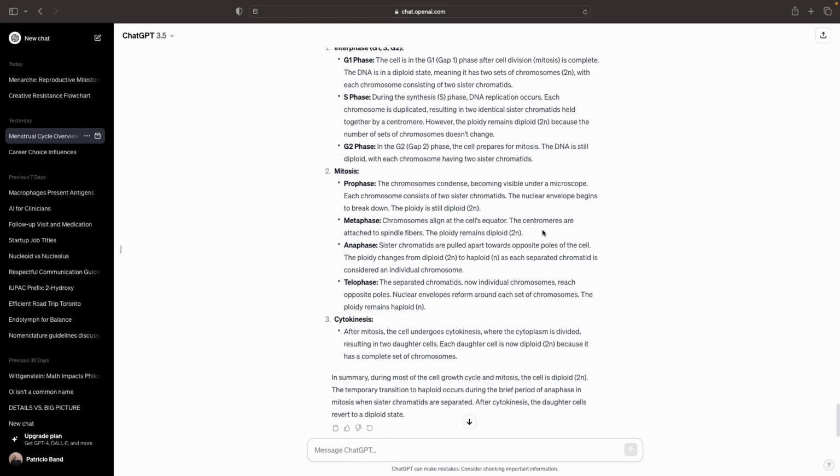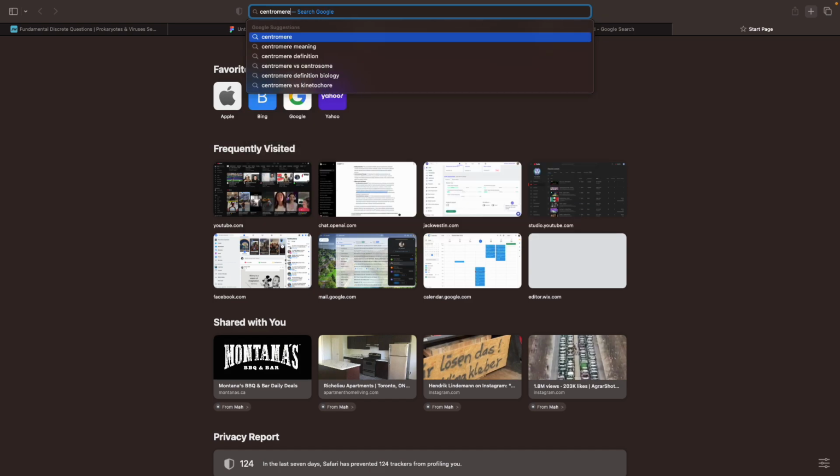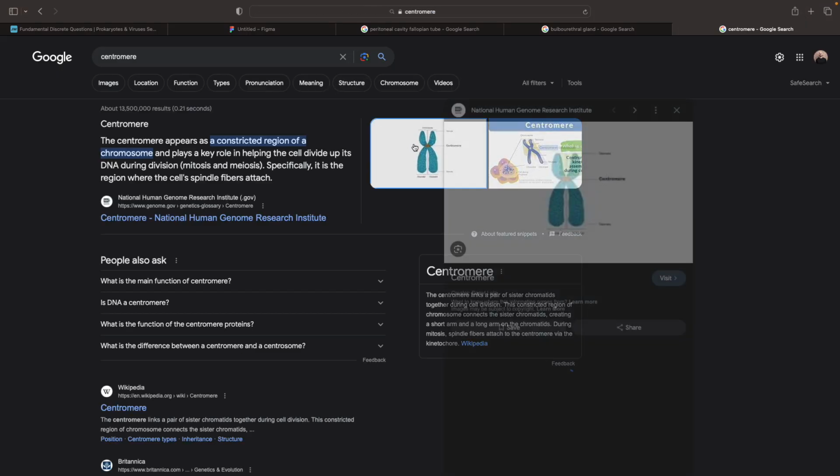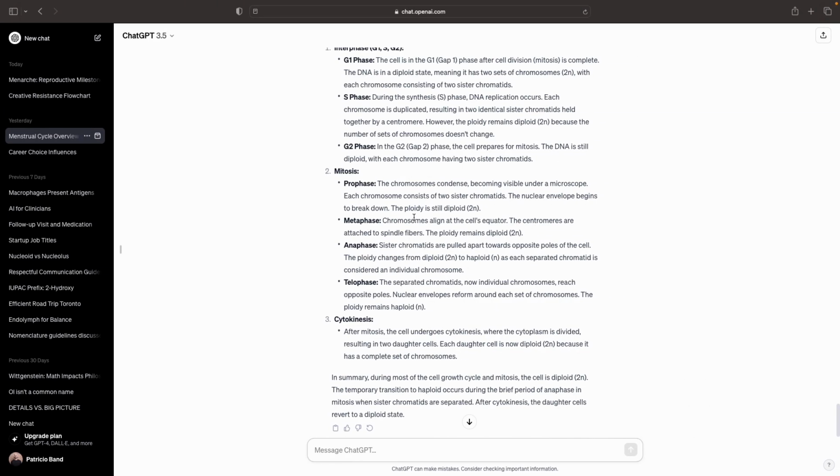Chromosomes align at the cell's equator. The centromeres are attached to spindle fibers. So what are the centromeres? Let's take a look at the centromeres for a second. So this is the centromere, this is the telomere, and each of these is a chromatid. So the centromeres are attached to spindle fibers. These spindle fibers are coming out from the centrioles, right? So the attachment of the spindle fibers happens at the metaphase. They meet in the middle, and the ploidy is still 2N, diploid.